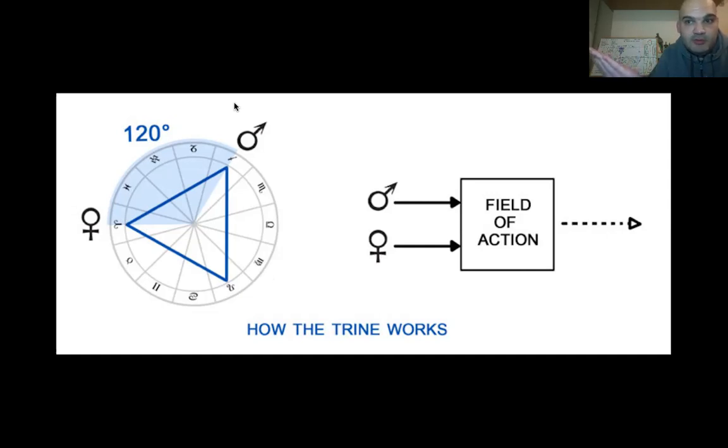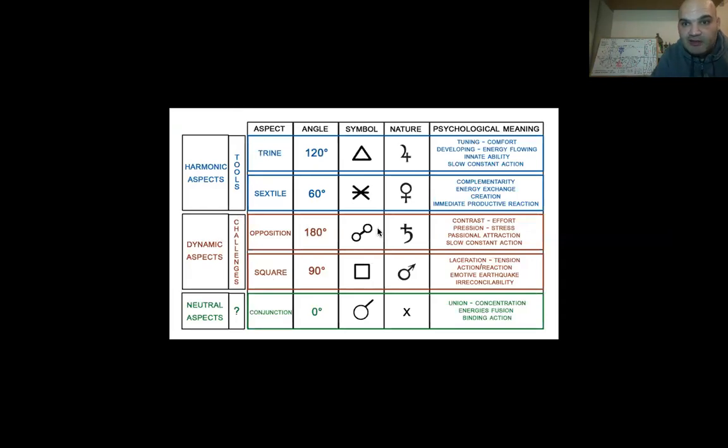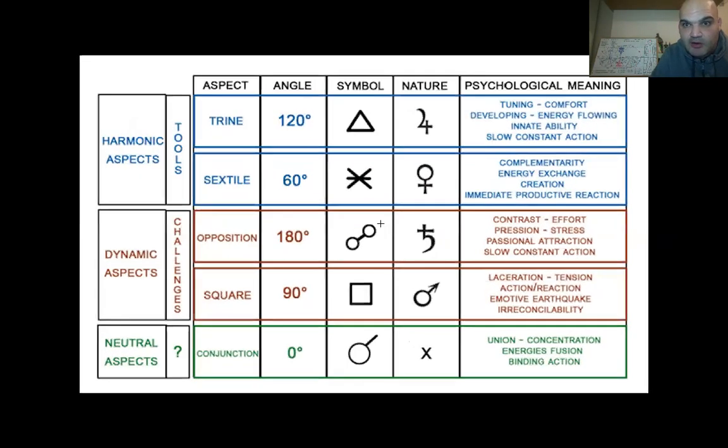For water, it would be Cancer, Scorpio, Pisces. For air, it would be Gemini, Aquarius, and Libra, for example. So if you had 3 planets in 3 signs of the same element, that creates a trine, which is a harmonious angle. So again, this is just a chart to go over what I've just said. So again, we have the harmonious aspects, which are trines and sextiles.